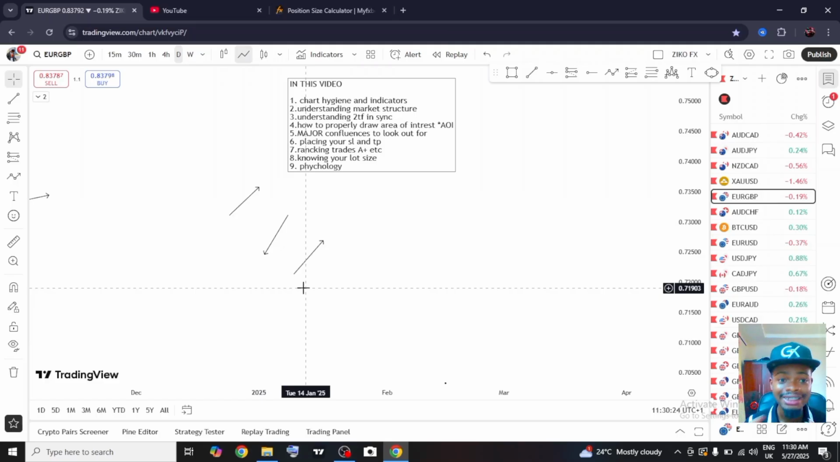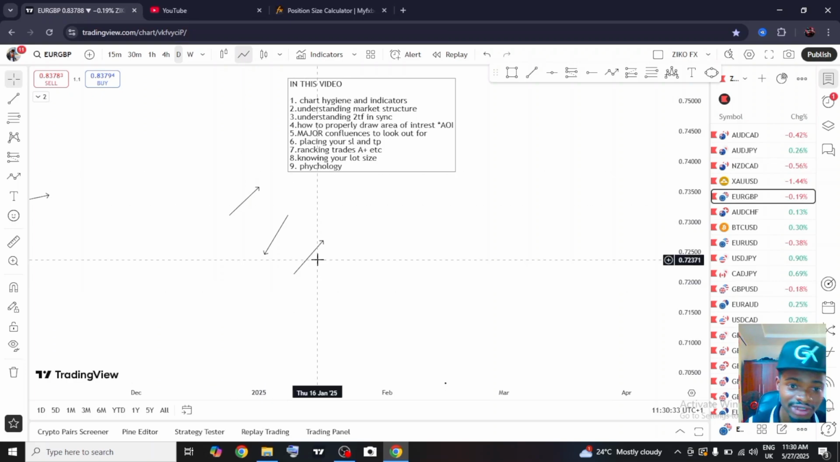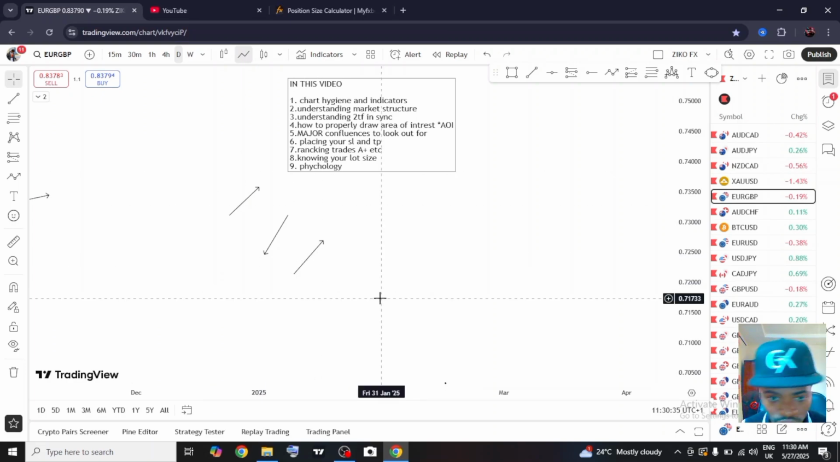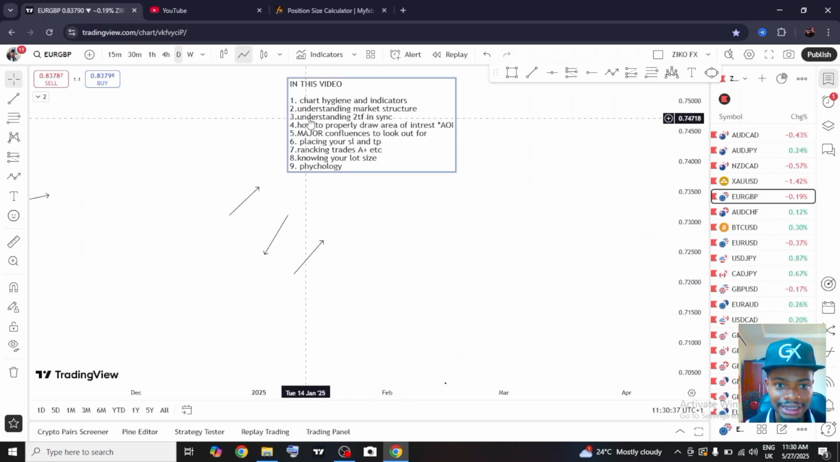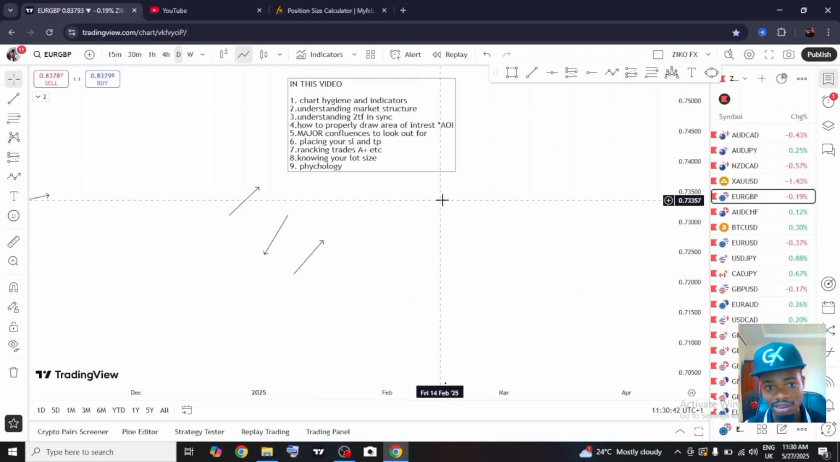So you need to analyze and see these 3 time frames to know if there are at least 2 time frames in sync before you proceed to draw area of interest. You cannot draw area of interest if you don't know if these 2 time frames are in sync or not. Do you understand? So that is exactly topic number 3, understanding what 2 time frames in sync is. We are done with that topic.